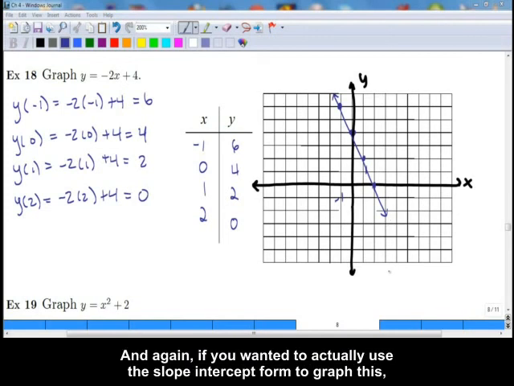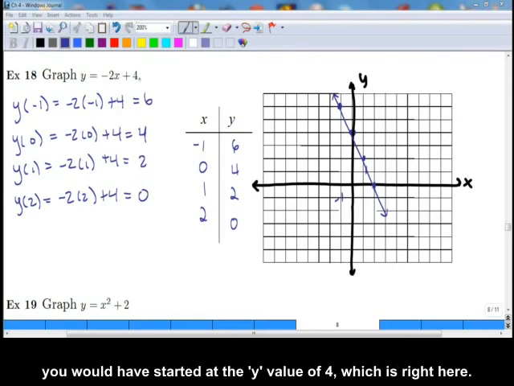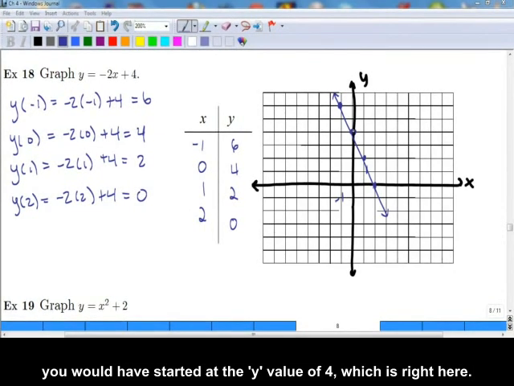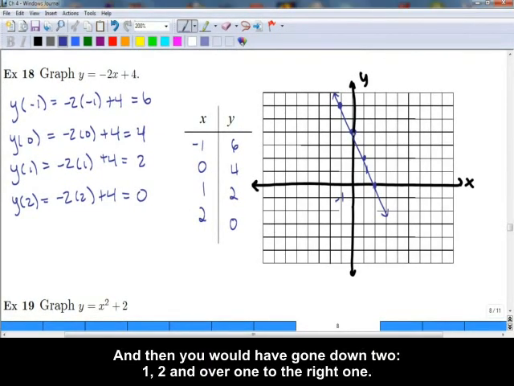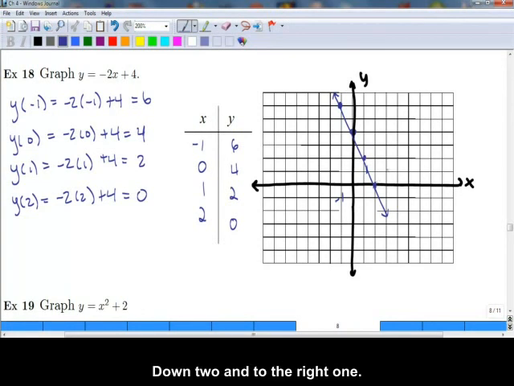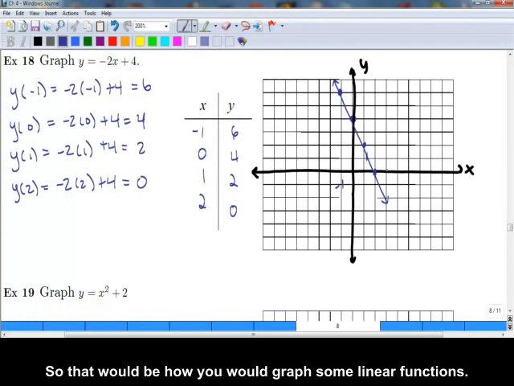And again, if you wanted to actually use the slope-intercept form to graph this, you would have started at the y value of 4, which is right here. And then you would have gone down 2, 1, 2, and over 1 to the right 1. Down 2 and to the right 1. And you would get those same values. So that would be how you would graph some linear functions.